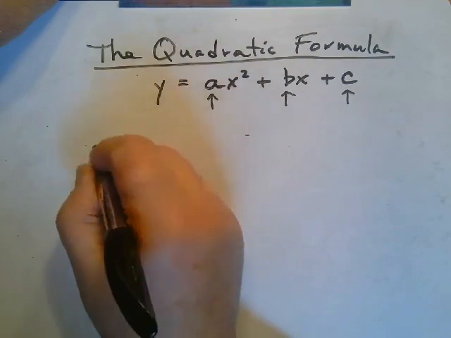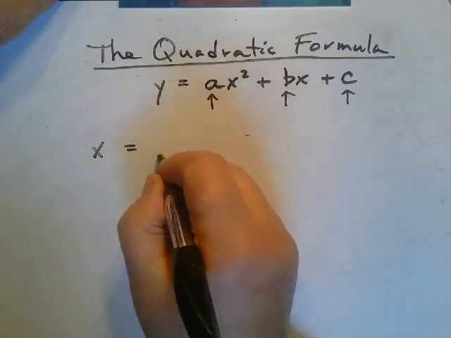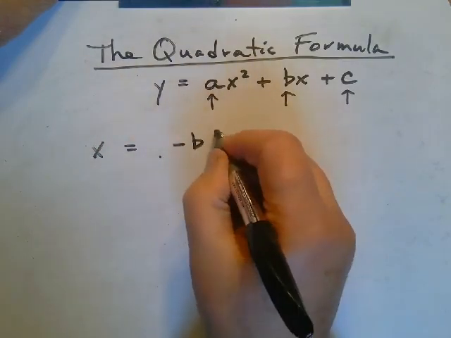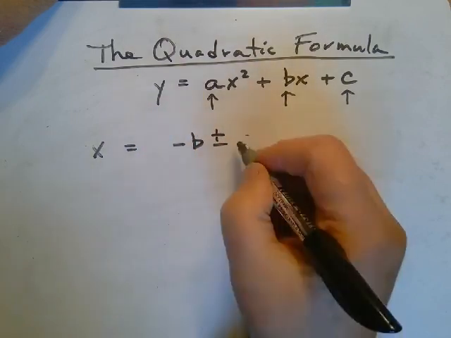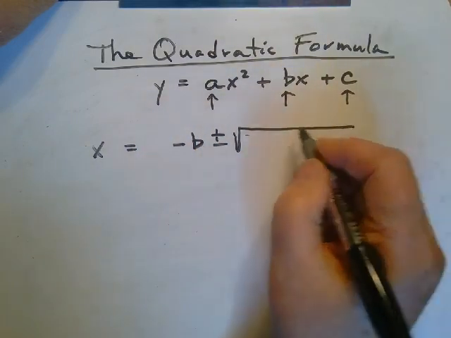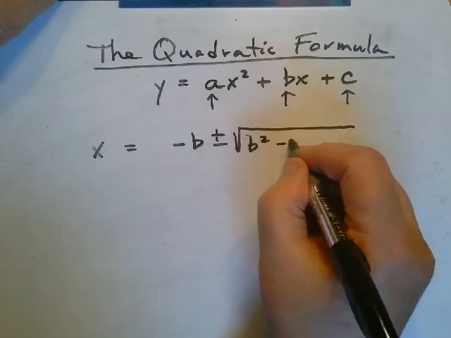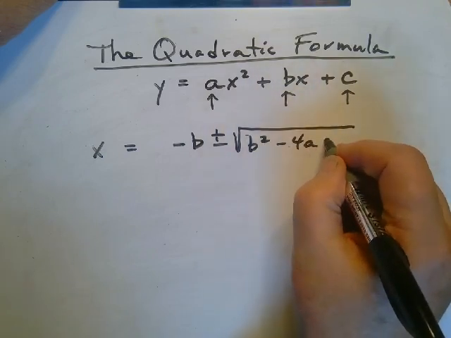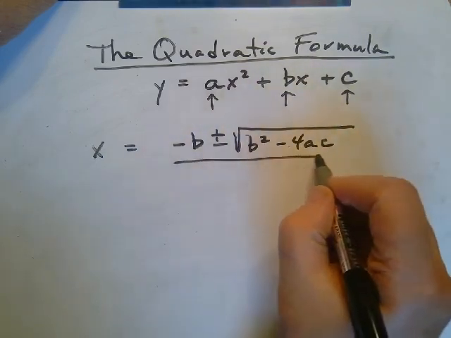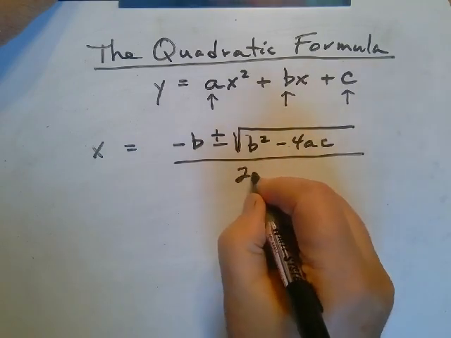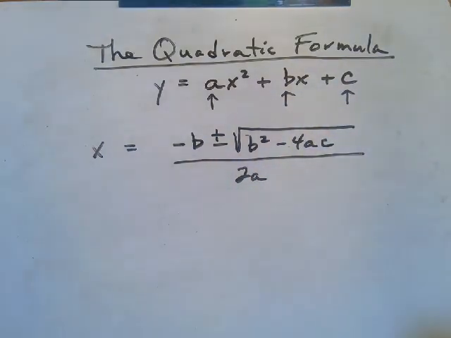We can go ahead and use this formula. Here it is. Negative b plus or minus, that means there's two answers, the square root of b squared minus 4 times a times c, all over 2 times a. Now you'll have to memorize this, okay?